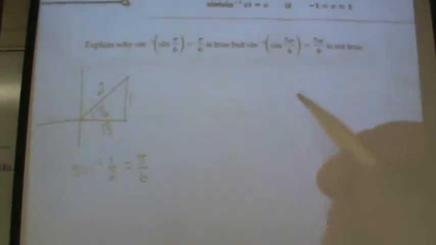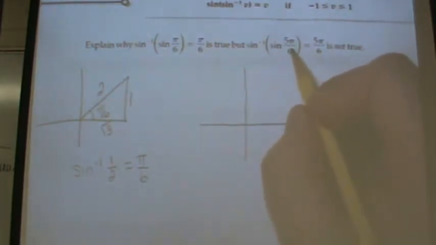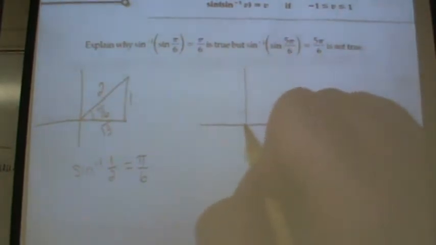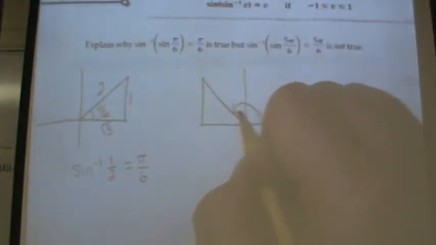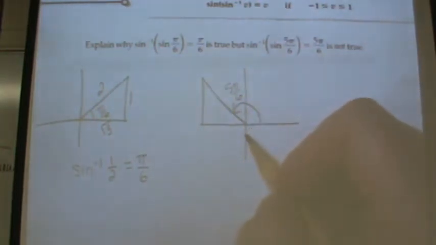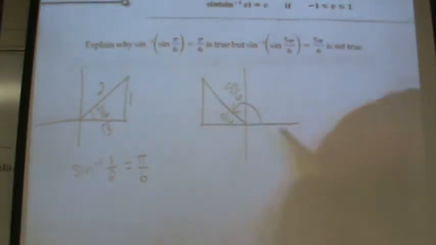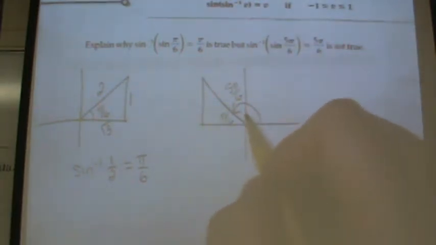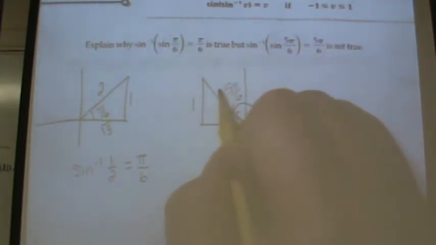Now, for the inverse sine of sine of 5 pi over 6. 5 pi over 6 is in the second quadrant. When we draw in our triangle, we know that we have a pi over 6 angle left here. So that's like our reference angle, remember? Again, labeling our triangle, we have 1, root 3, and then 2.